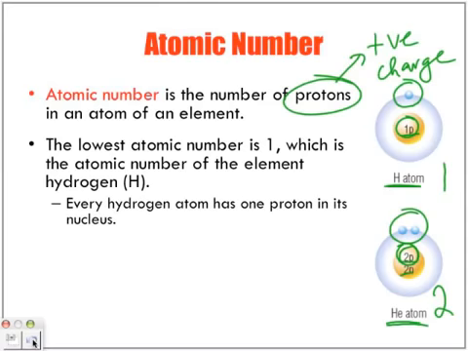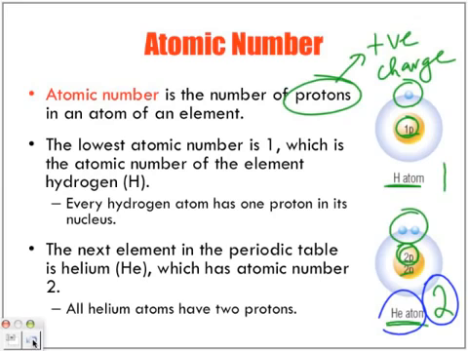The lowest atomic number is 1, which is the atomic number of the element hydrogen. Every hydrogen atom has 1 proton in its nucleus. That will never, ever change. So the atomic number tells us the number of protons. It will never change. So hydrogen has 1 proton. If you find an atom that has 2 protons, find the atomic number that has 2. Right? That's the element we're looking at. So the number of protons always matches the atomic number.